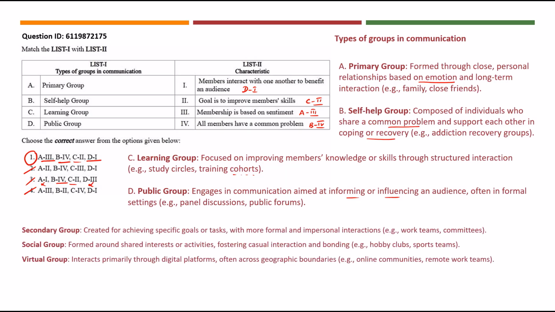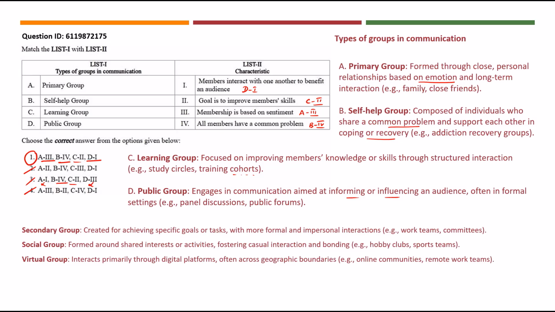Apart from these 4 groups, we have 3 more groups in the types of groups in communication. Secondary group: created for achieving specific goals or tasks with more formal and impersonal interactions. Maybe next to family and close friends, we will have work teams, committees. Those group will be secondary group. What about social group? Formed around shared interest or activities, fostering casual interaction and bonding. Hobby clubs, sports teams, whichever you go with shared interest.